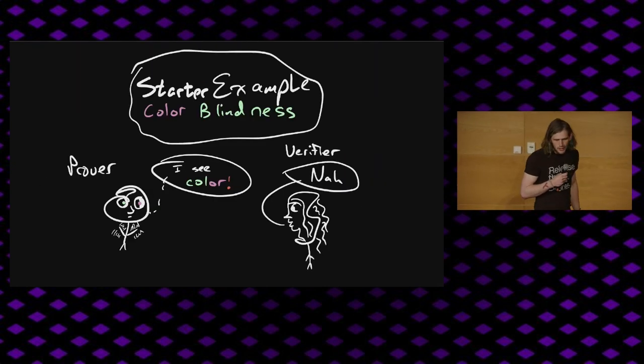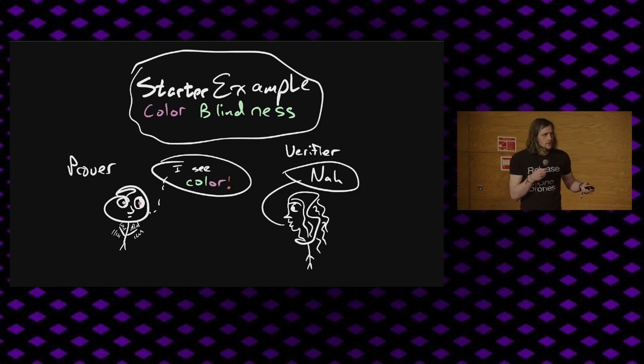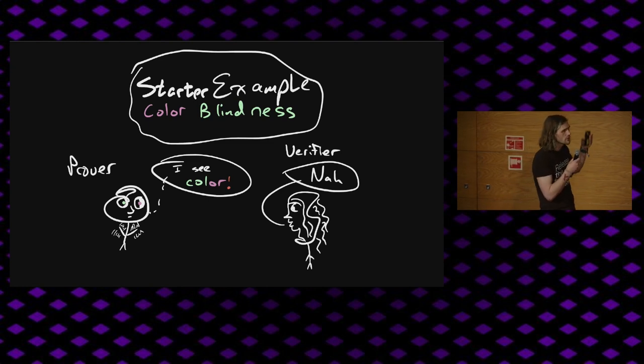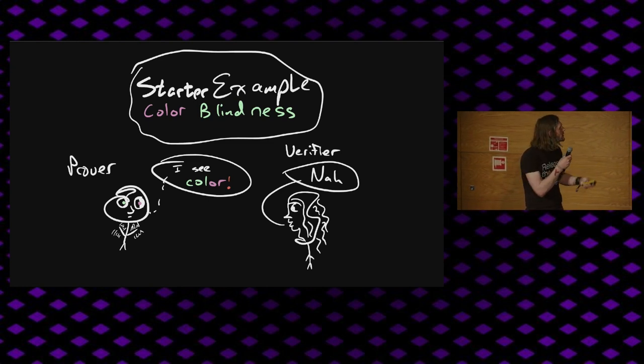Now, for the starter example, I think you've probably all seen the starter examples in ZK before, but it's okay to wander back through them and use them for context setting. In this basic example of how we want to start thinking about zero knowledge, we want to think about the three definitions of zero knowledge, which are completeness, soundness, and zero knowledge, all of which are fairly well demonstrated by the colorblindness example.